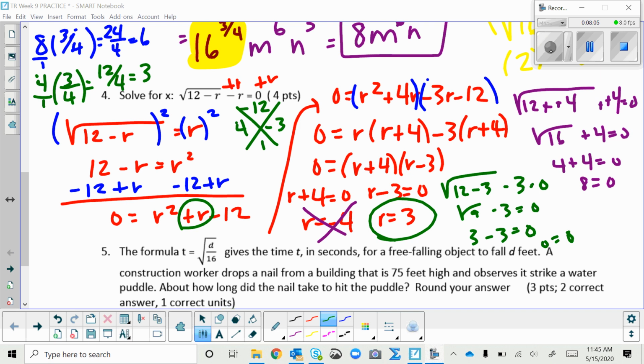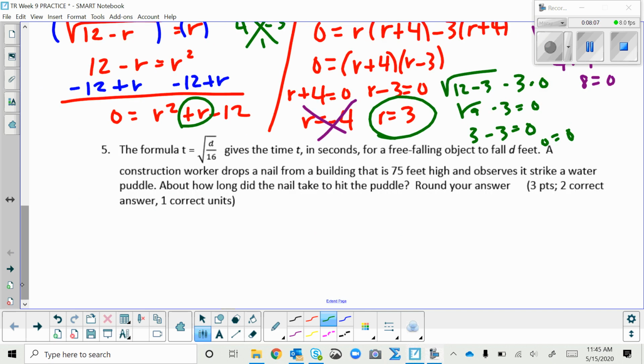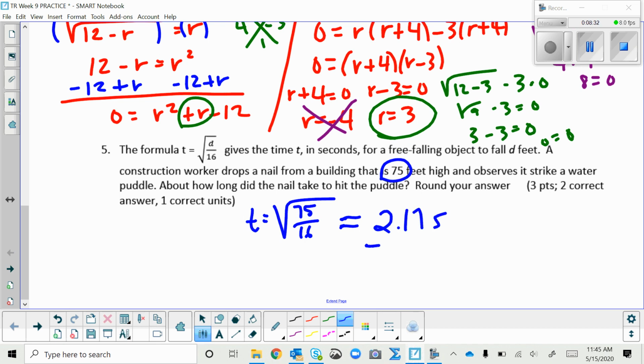And the very last problem, remember when this was easy, your distance is 75. We want to know what the time, t, is for a nail to drop that far. You put the 75 divided by 16 in your calculator first, then take the square root of it, and you get approximately 2.17 seconds.